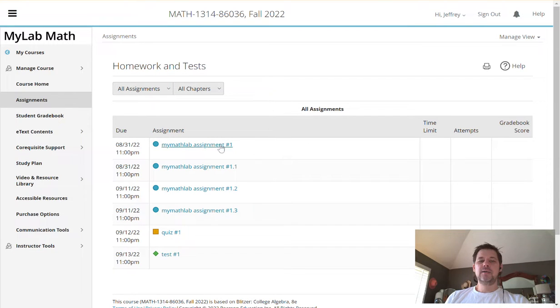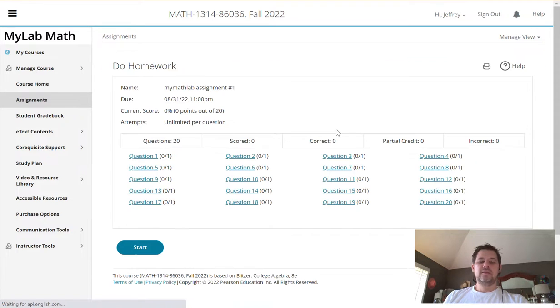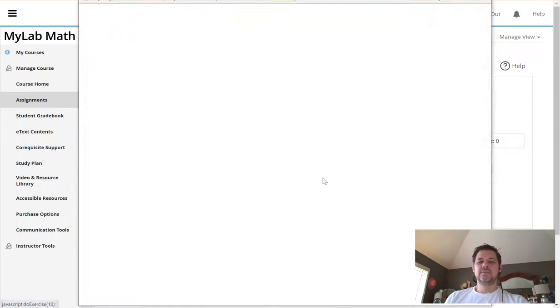All right, let's talk about how to use MyMathLab. When I log into MyMathLab, it will look something like this. I'll see all the assignments that are open, and I can click on them and work through them however I want to. I can pick any question to start with. Let's pick this one.